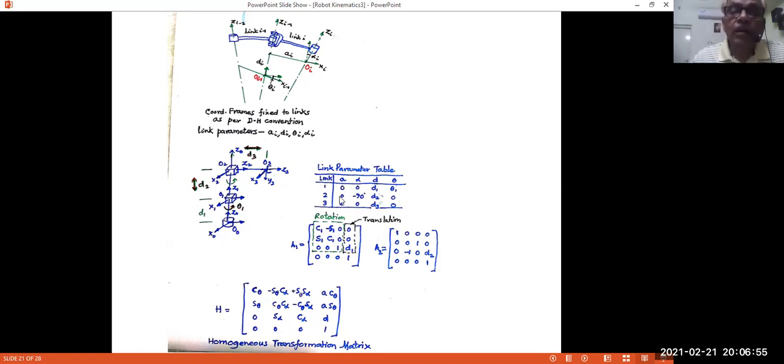Once we have fixed all these frames, now we'll try to develop what is a, alpha, d, and theta. Now for link 1. For link 1, what is a?